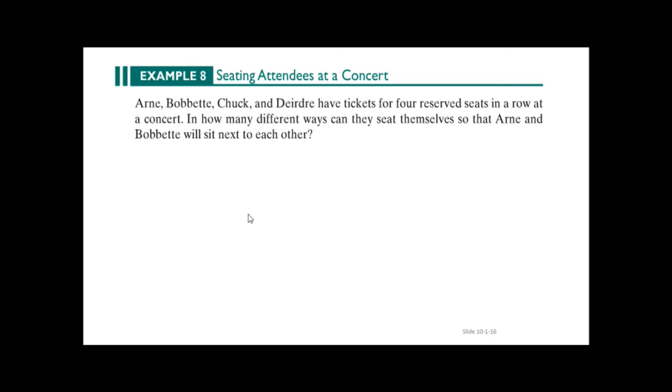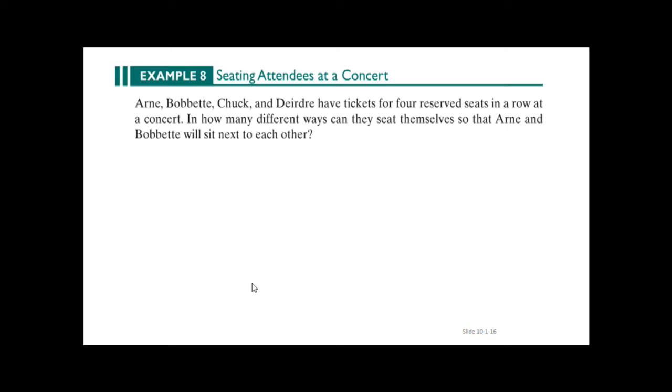All right, so here's a question. It says, Arnie, Bobette, Chuck, and Deirdre have tickets for 4 reserved seats in a row at a concert. In how many different ways can they seat themselves so that Arnie and Bobette will sit next to each other? By the way, just to give you a little preview, we might want to know the probability that they end up sitting next to each other if they sit down randomly or something like that. Our goal is to be able to use counting for probability.